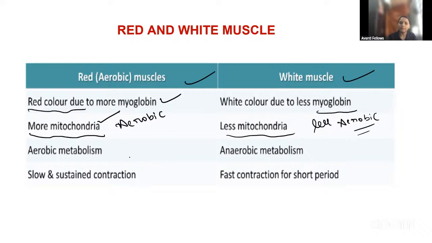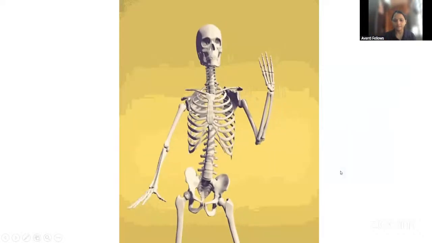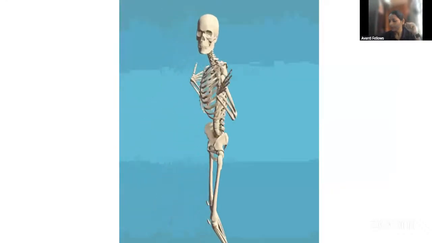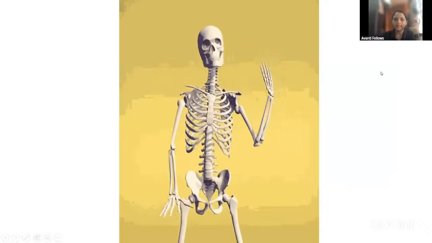Then coming to the metabolism, here it is anaerobic metabolism, and it is a slow and sustained contraction, and here it is a fast contraction for a short period of time. Just remember the mitochondria and the aerobic and anaerobic respiration. That is enough. Now let us talk about the skeleton.